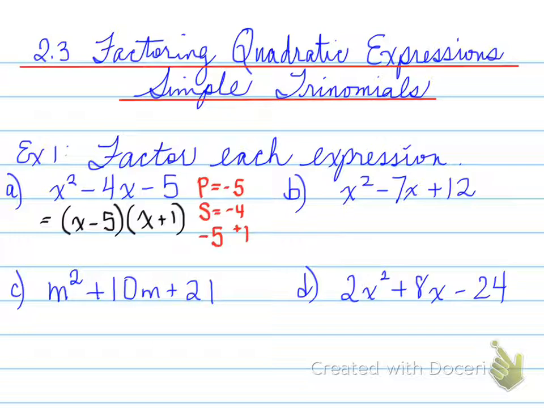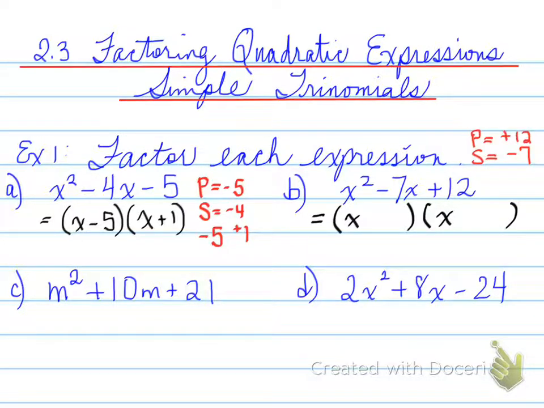Moving on, looking at the next question, you have to ask yourself, what are we trying to ask here? Well, our product is 12 and our sum is -7. So we know we're going to have a double set of brackets. And we know that each set of brackets is going to have an x in the front, because x times x gives us our x squared. Now we need to find, again, the product of +12 and a sum of -7.